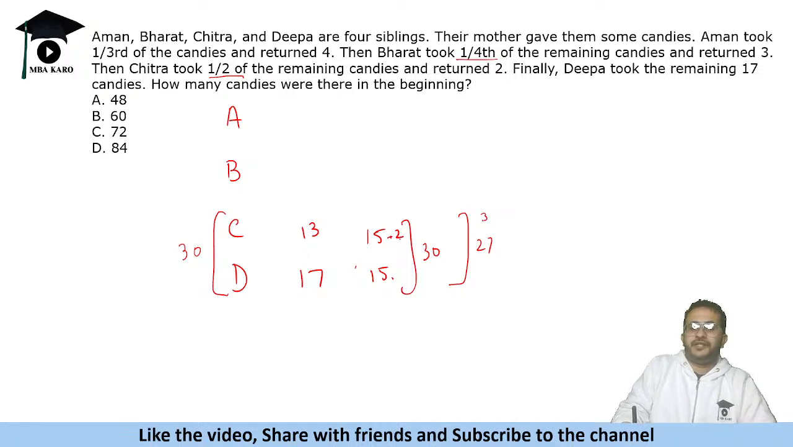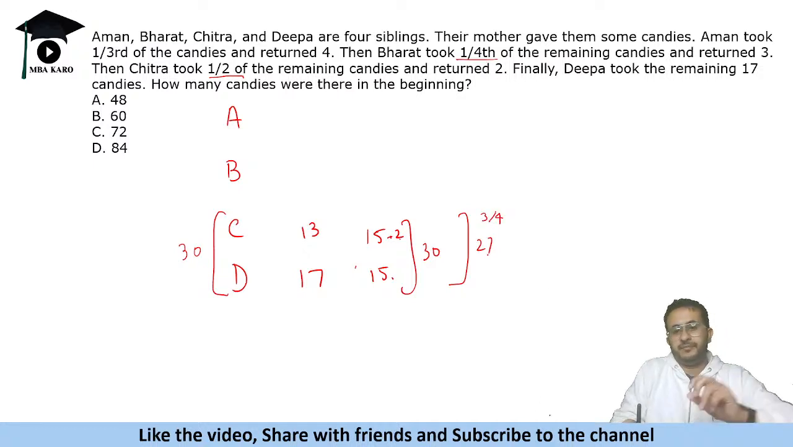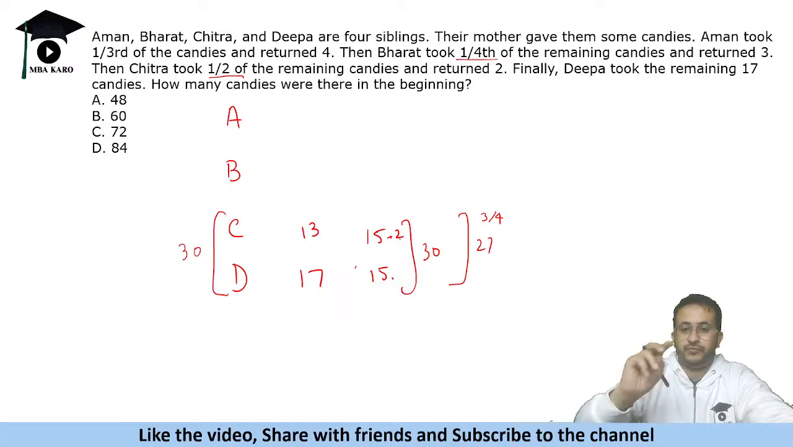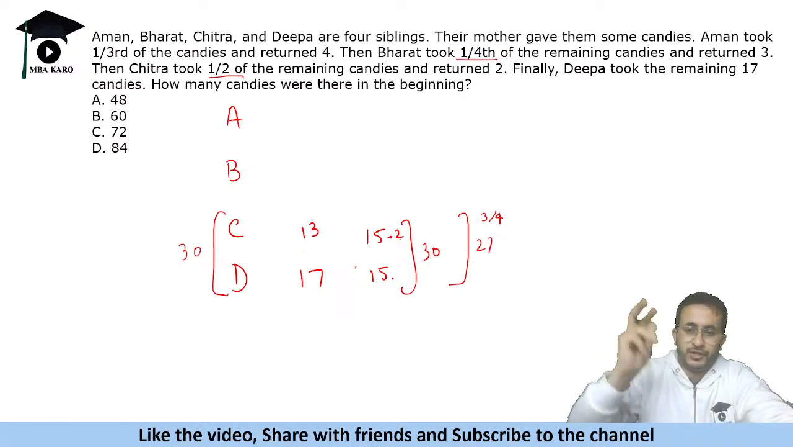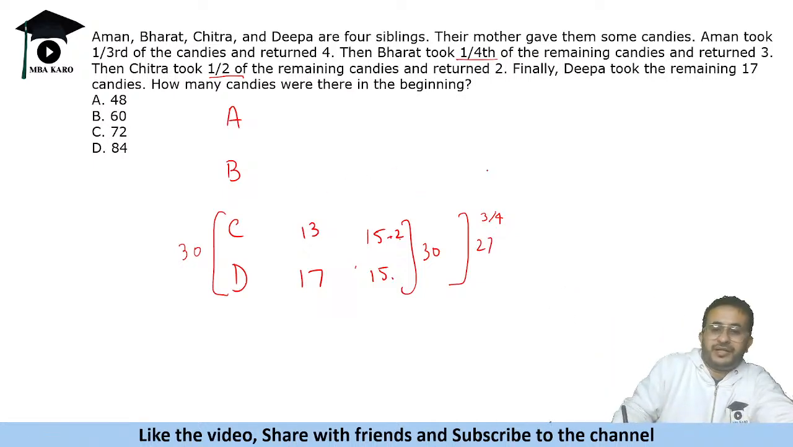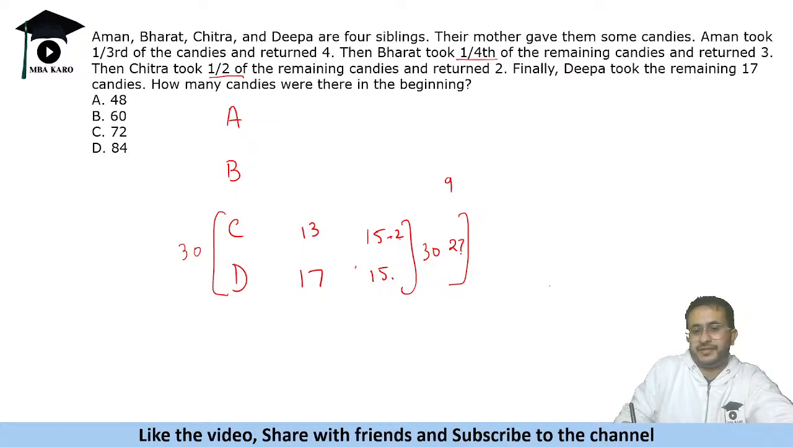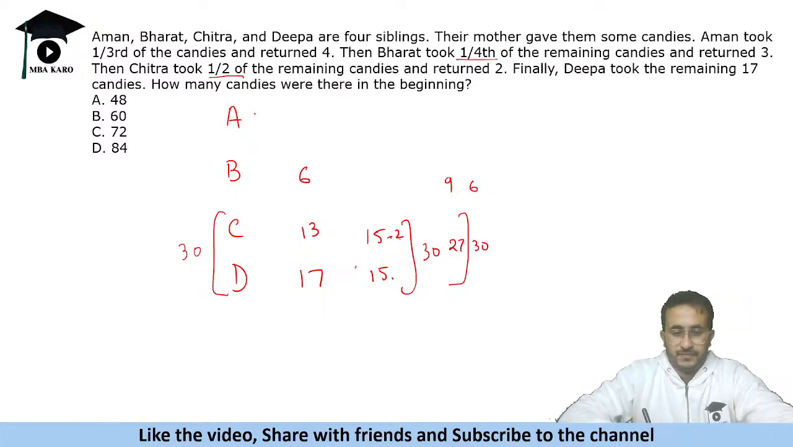And he took 1/4 of the remaining candies. So he left 3/4. Okay. Then it became 27. Like he took 1/4 and he left 3/4. So that means he took 9 candies at first. 9 पिक किए, 1/4 पिक किए, and he left 27. But he returned 3 candies. So it became 30 and finally he took 6 candies only. Okay. Now these are 36 candies.